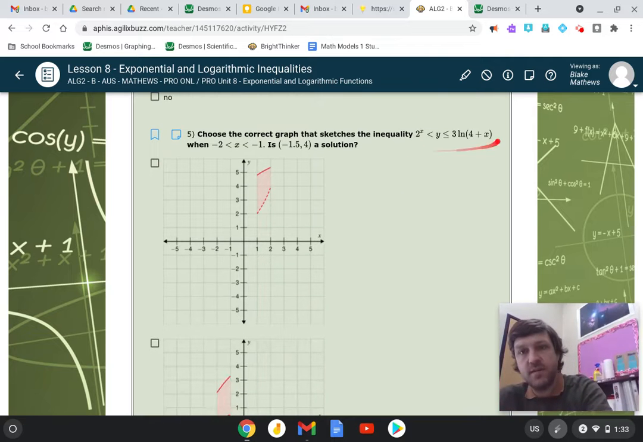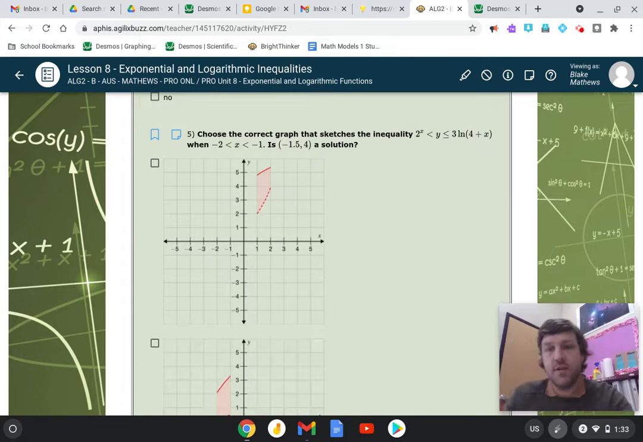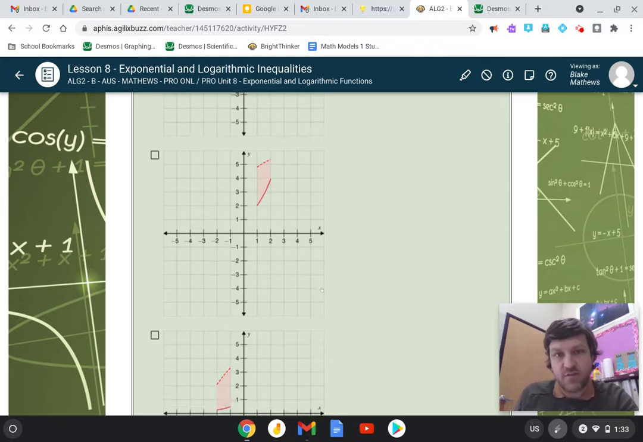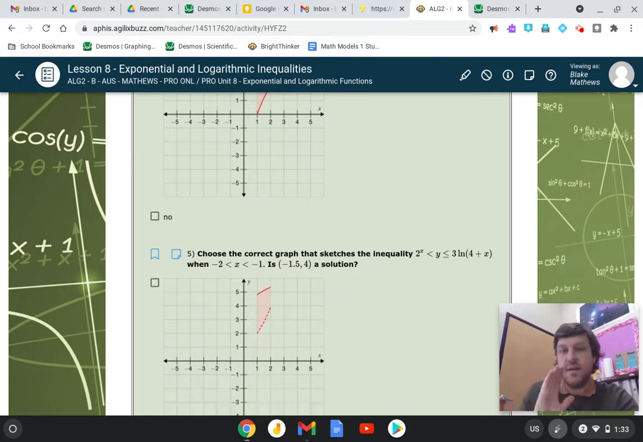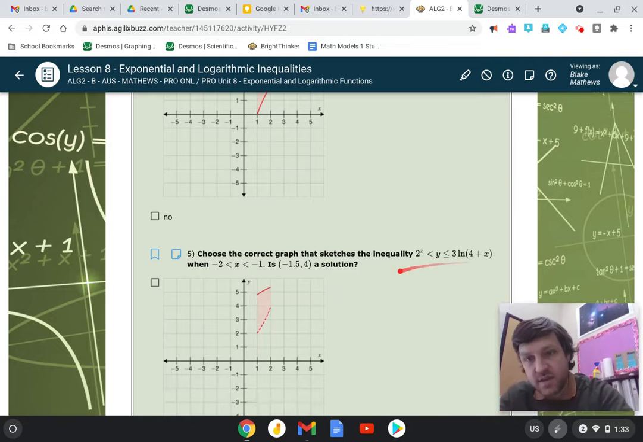More of the same. You can type this entire expression into the calculator, and it will give it to you. And you'll be able to match the graph with that. And then, of course, is this a solution? Is that number in the part of the graph? Again, you can type this entire thing into the graph.